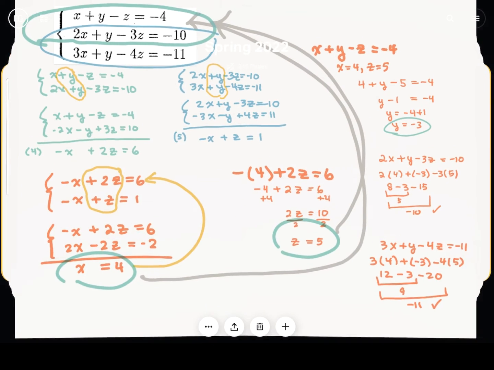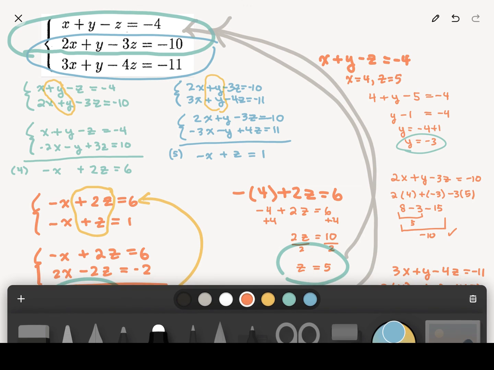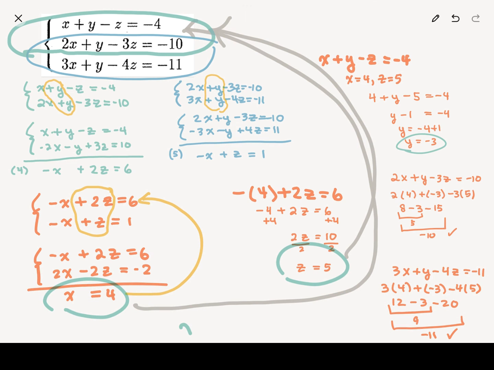So we now know that the solution to the system is x equals 4, y equals negative 3, and z equals 5. Sometimes we will write that using point notation. So I have the coordinates 4, -3, 5. That would be a point in three-dimensional space. If the three equations I am given are equations of planes, think of them like sheets of paper, then those three planes intersect in that single point.